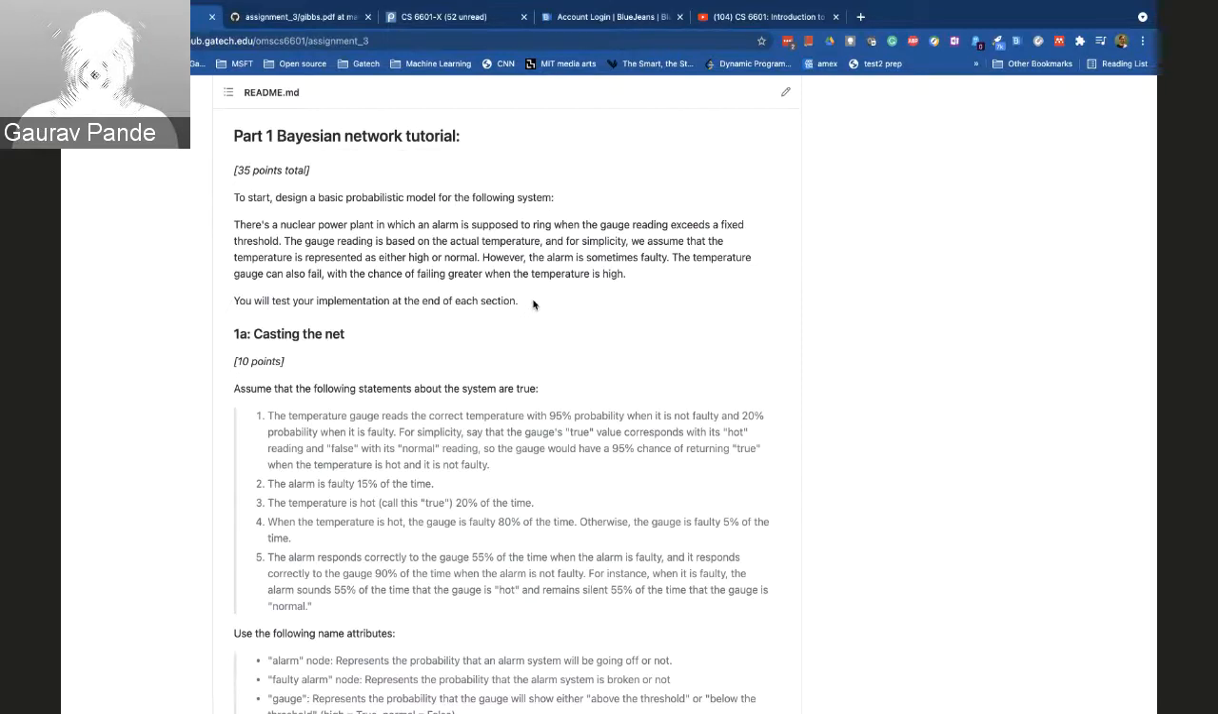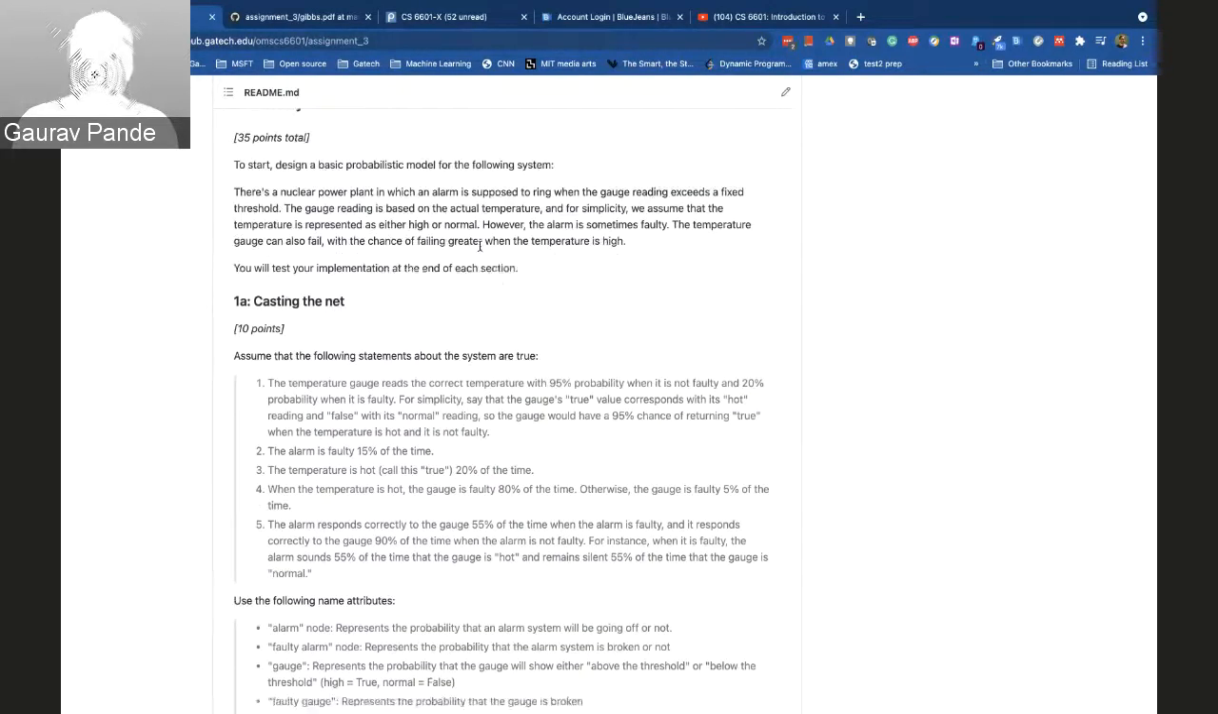The catch here is that the gauge which reads the temperature can be faulty. That means it can sometimes read the wrong temperature. The second catch is that the alarm is also sometimes faulty. Sometimes the alarm can ring and sometimes it cannot ring. So the alarm can fail and the gauge can also fail, with the chance of the gauge failing being greater when the temperature is high.